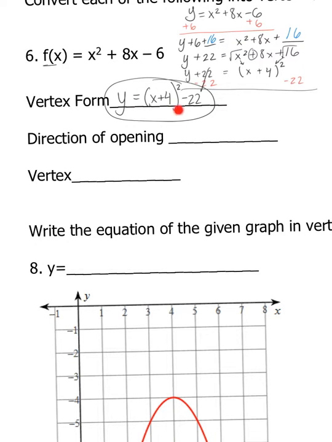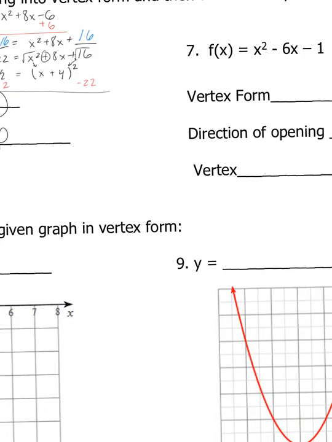Now that I have it in vertex form, it's very easy to see that there's no negative a in front, so it's going to open up since the number out front is positive. And the vertex is just this number and this number. Remember, we switch the sign on that 4, so it's going to be negative 4, and we leave the negative 22 alone. So negative 4 comma negative 22, and we've got the vertex.